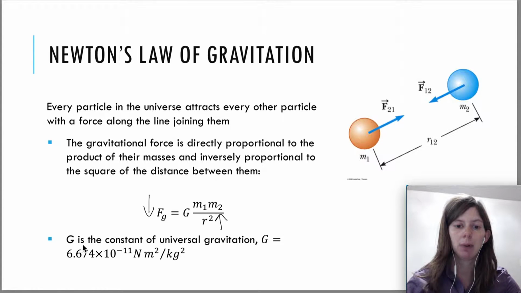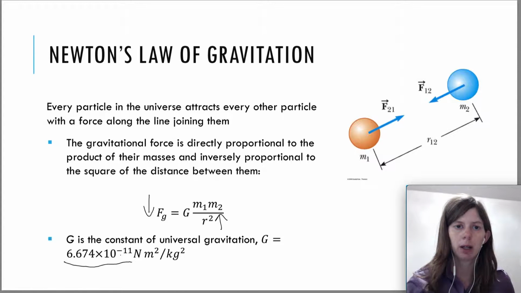G, the big capital G, is a constant of universal gravitation. So this constant doesn't change. It's not the same thing as little g. We'll see that later in this video. So this G doesn't change. This force is always attractive. Objects never repel each other due to their masses.